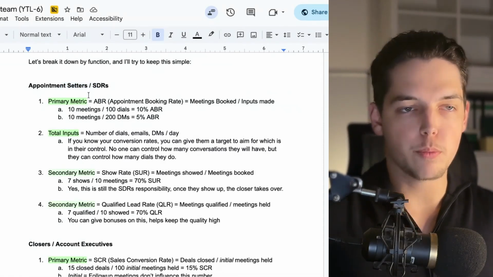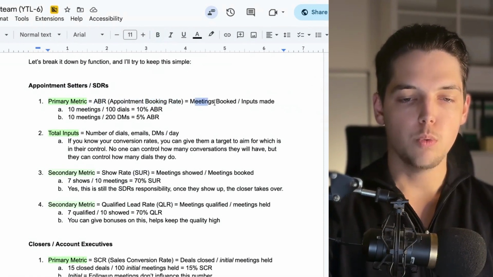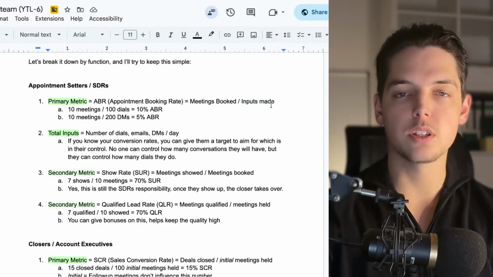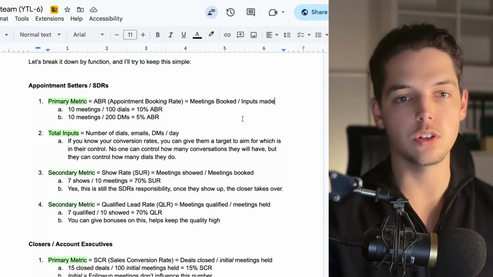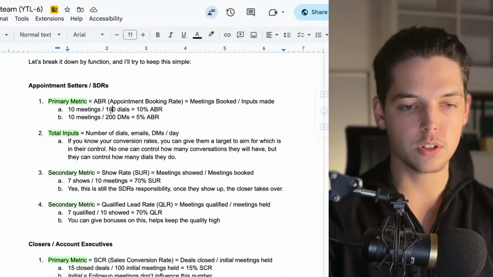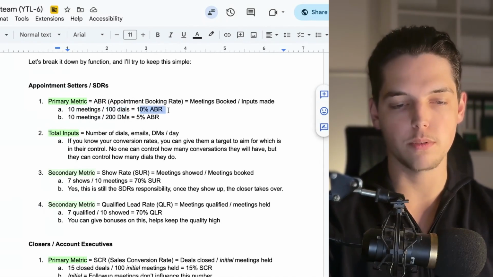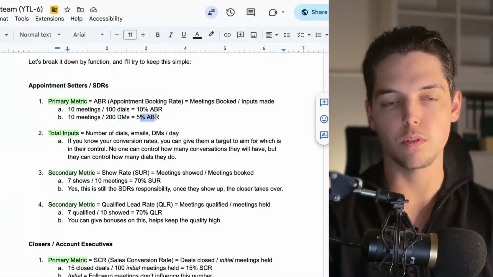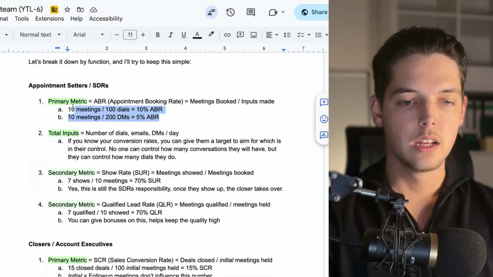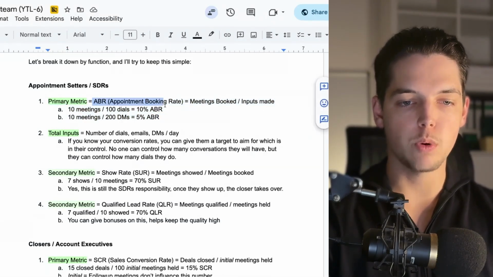They have two primary metrics. You have your ABR, which is your appointment booking rate, which equals meetings booked divided by the inputs they made. And with inputs, I mean stuff like dials made, emails sent, DMs sent, stuff you can actually do. So for example, if you book 10 meetings from 100 dials, right, then you have a 10% appointment booking rate. If you book 10 meetings from 200 DMs, then you have a 5% appointment booking rate on that system, okay? So that's the primary metric that you should track because it tells you basically how well they're doing their job.